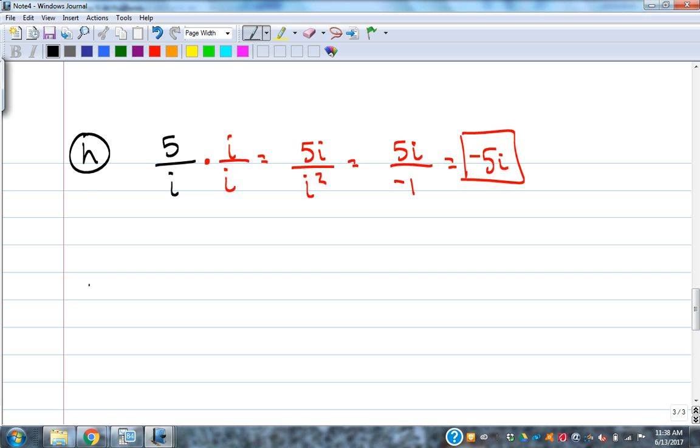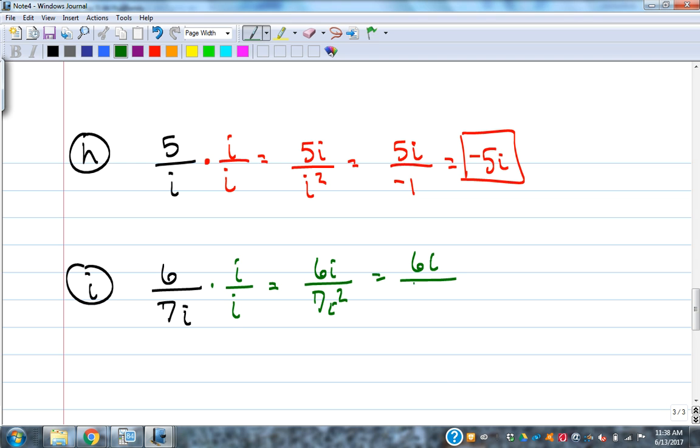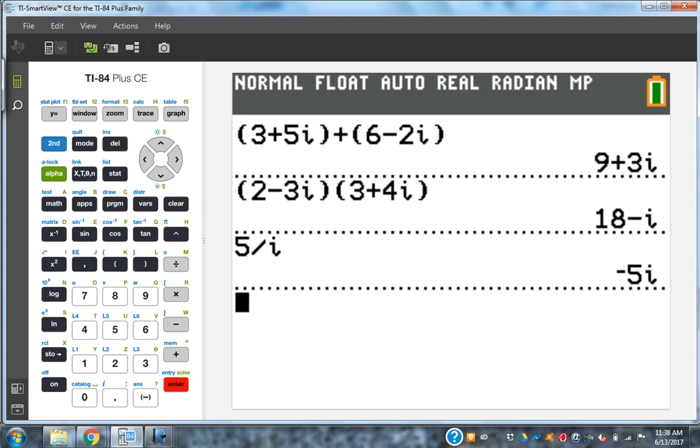If you had 6 over 7i, that's still the same problem. The i is not beside the number. So you really just multiply by i. So 6i over 7i squared. And this is the math that works to make this happen. So it would be negative 6 over 7i. With the calculator, it does the same thing. 6 over 7i.